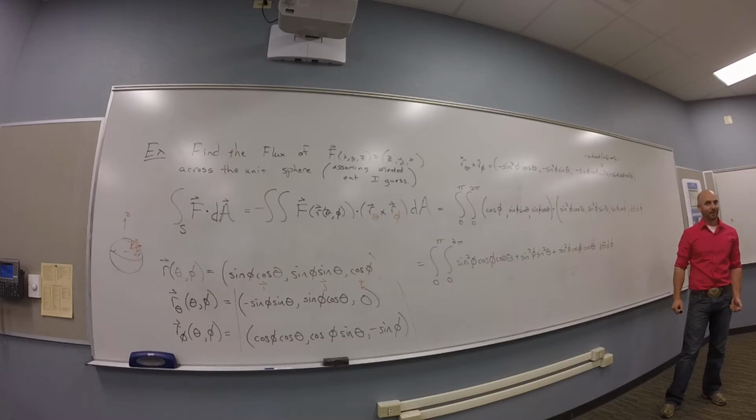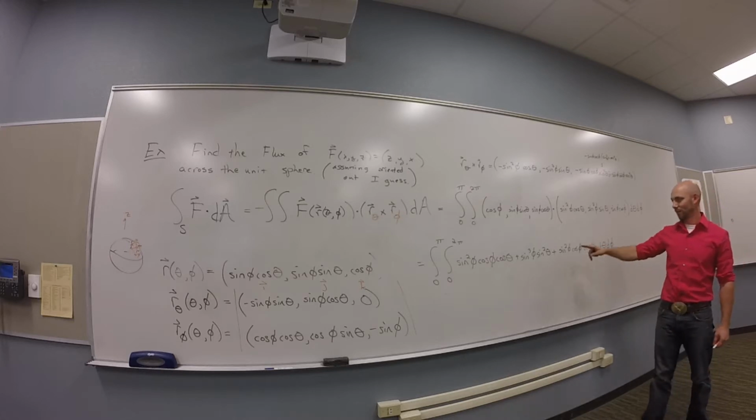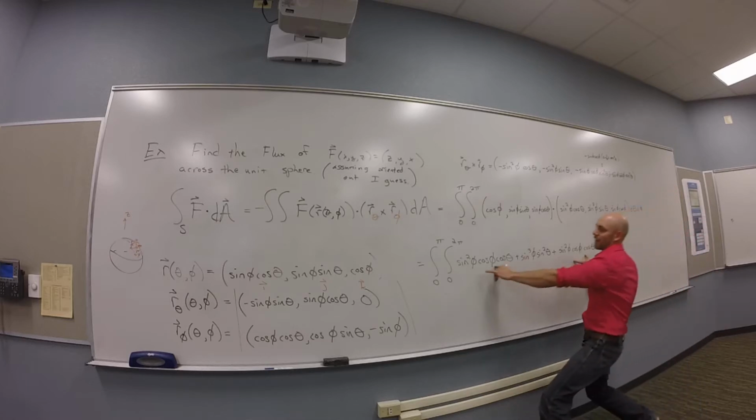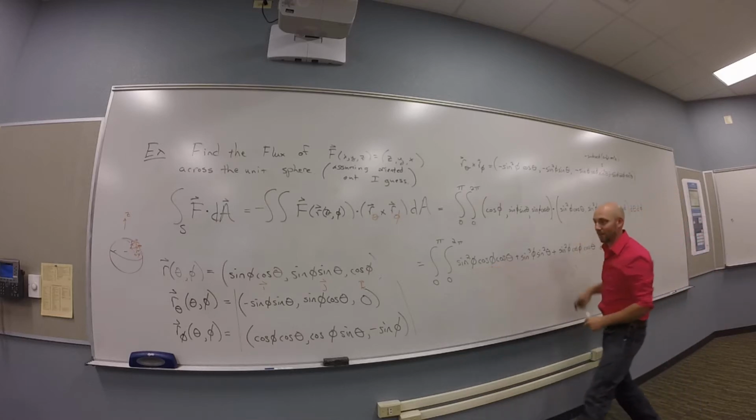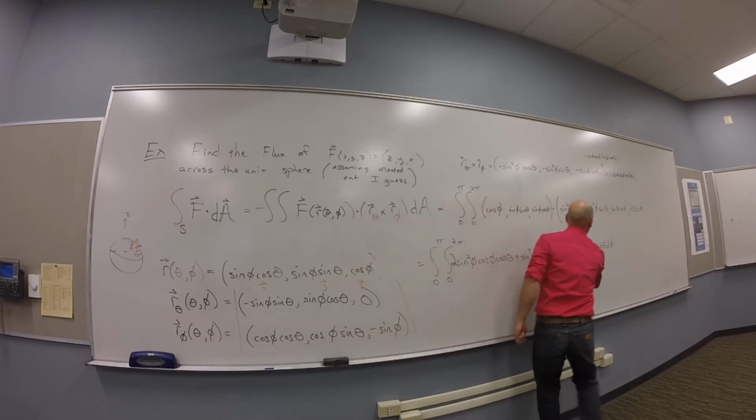Probably we can make this easier, right? We have a sine squared of phi on each one, so we can pull that out. So this thing and that thing are the same, right? Okay, so I can slap a 2 on this one and dump this last thing.